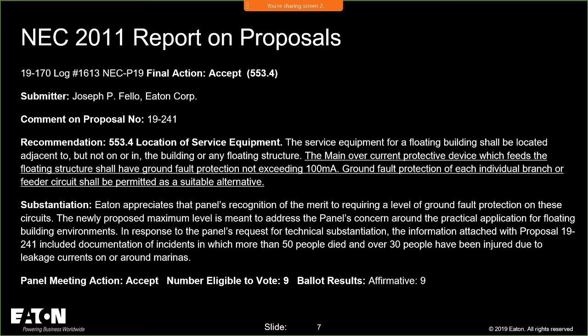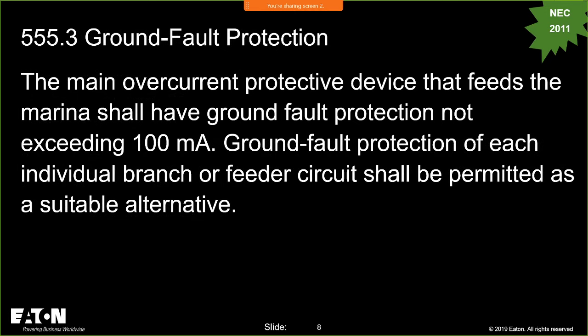And then it passed. There were 9 eligible to vote and 9 affirmatives. And that's how the journey in Article 555 with marinas began, because of this change, we had research from the Research Foundation. We've had multiple public inputs. We basically stirred the pot, and I believe that marinas are much safer because of that.